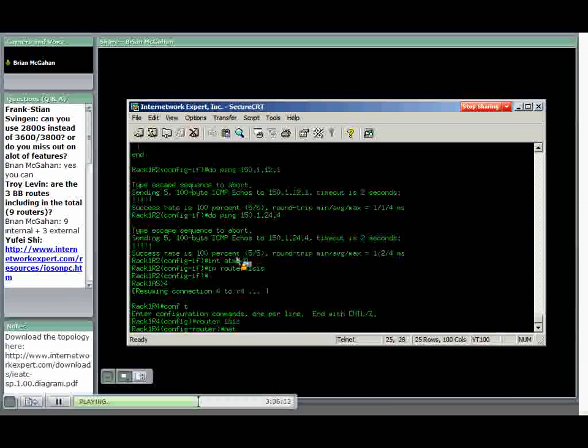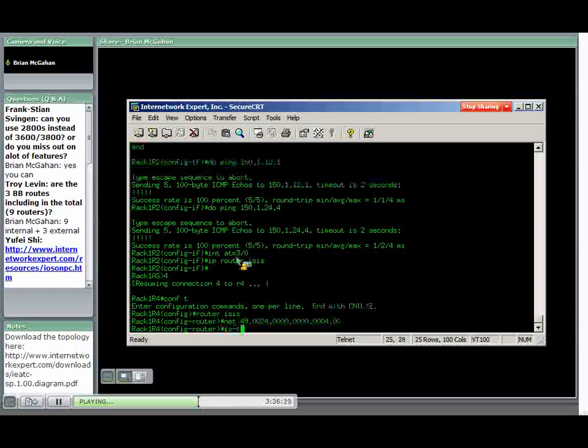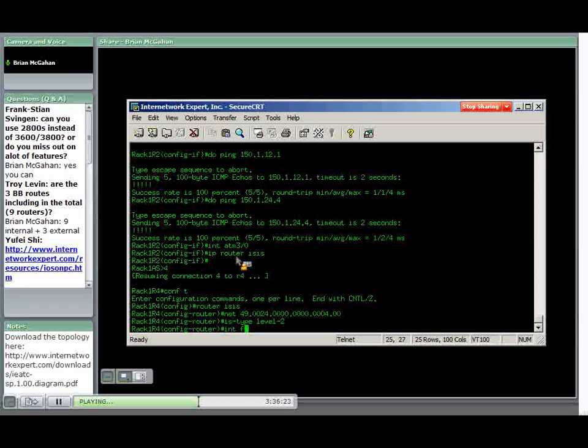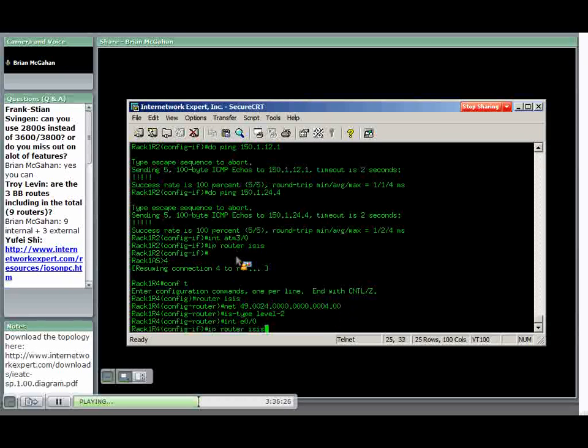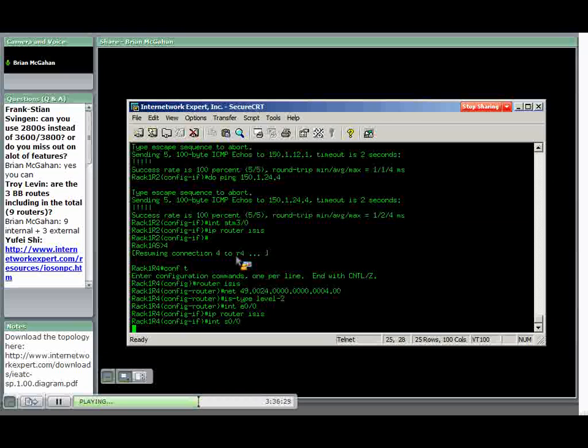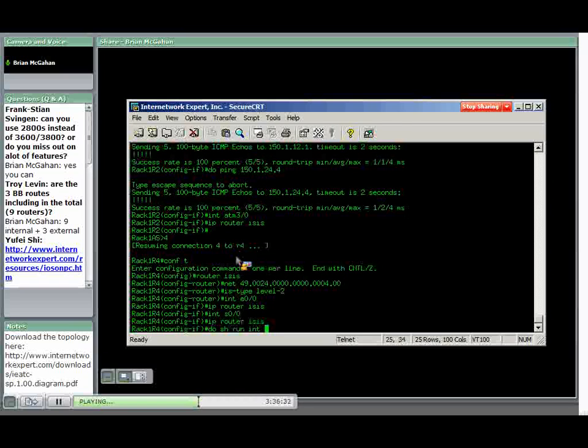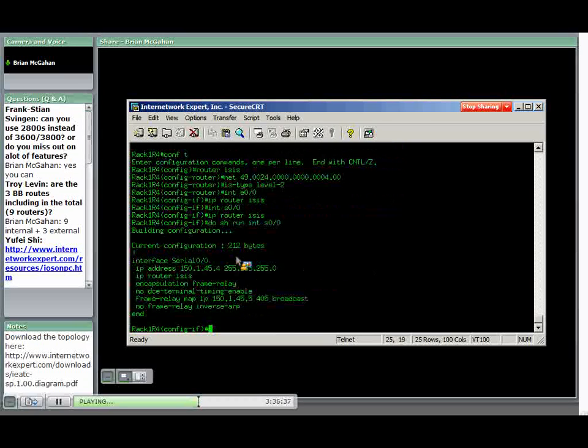Okay, so we'll go over to router 4 here and basically do the same thing. We'll enable the IS-IS process, define the NET address. We'll say this is going to be only a level 2 process. And we'll enable IS-IS on the interfaces. Likewise, if we look at our serial interface here running Frame Relay, we can see this is a multipoint interface that's doing static layer 3 to layer 2 resolution.